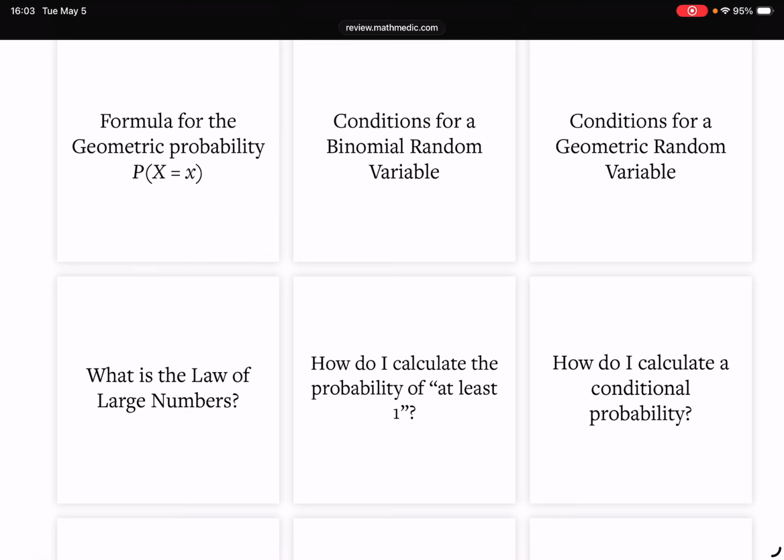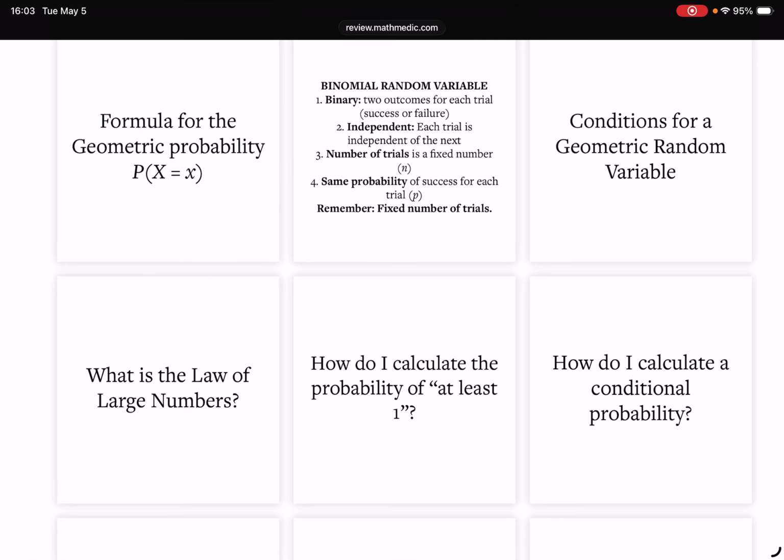Next, conditions for a binomial random variable. For a binomial random variable, we have to remember the acronym BINS, B-I-N-S: binary, independent, number of trials, and same probability. Remember, binary means it has two outcomes. You either have a success or you have a failure. Independent means each trial is independent of the next, which means your first trial doesn't impact your third trial. Number of trials, so you're having a fixed number of trials. You're not doing this continually until you reach success. Same probability for every single one.